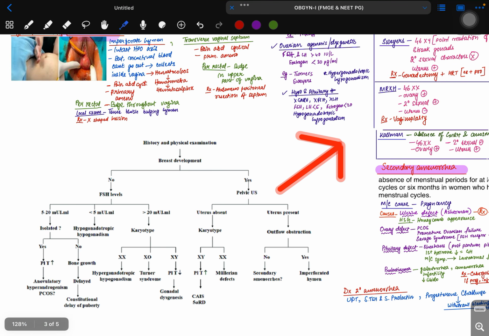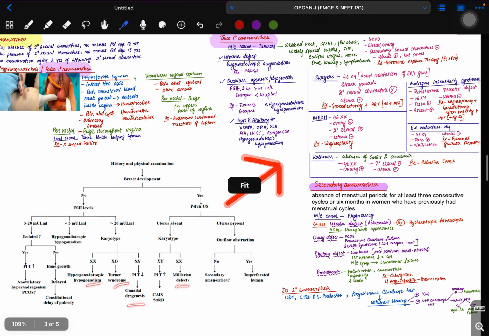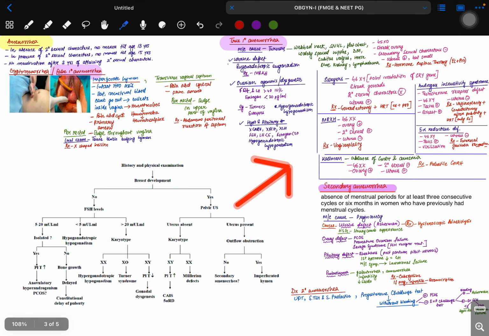Now here, this chart you can refer to once, like how to take the history and physical examination and ultimately reach the diagnosis. All these diseases, the main ones, the Mullerian defects, Turner syndrome, hypergonadotropic gonadal dysgenesis, we have already discussed here. So you can go through this again, okay? You can refer to the chart once, like how you are diagnosing it.